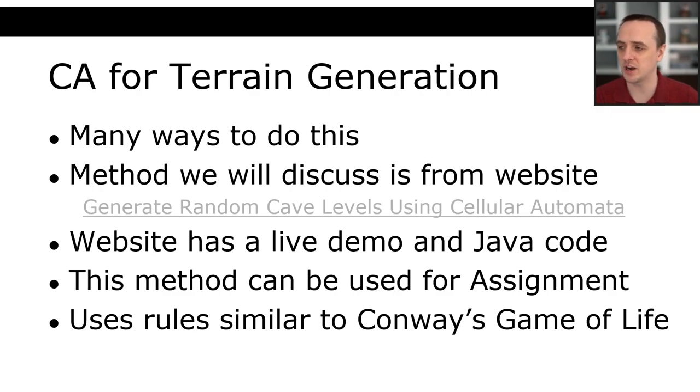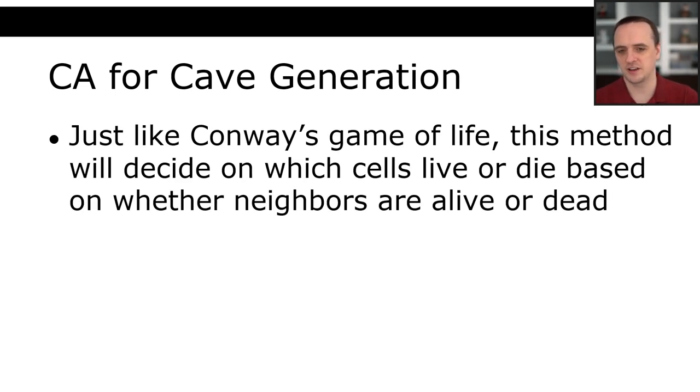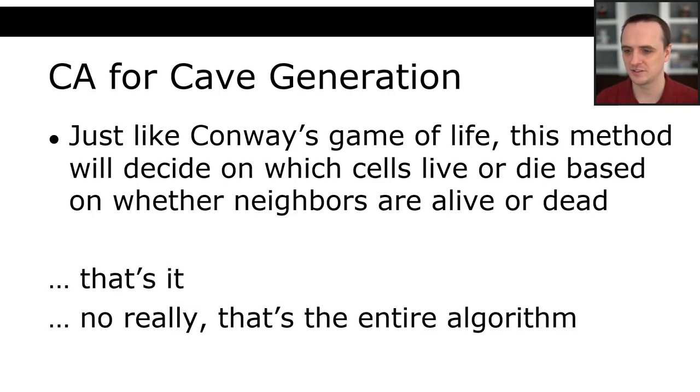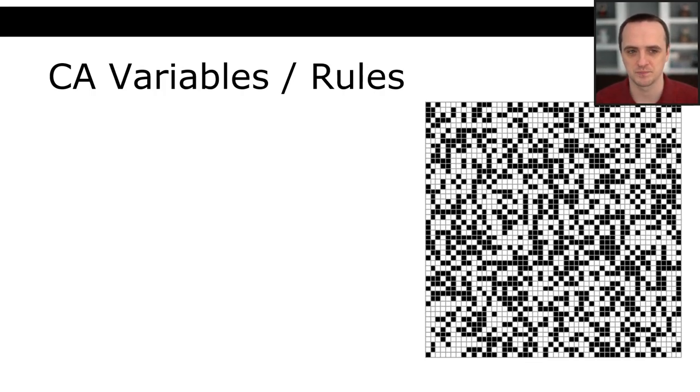So essentially what you're going to be doing for this assignment is implementing Conway's Game of Life. Just like the Game of Life, this method will decide which cells live or die based on whether neighbors are alive or dead. That's it. That's the entire algorithm. So if you know how to look up things in a 2D grid, and you know how to manipulate data in a 2D grid, you're done. You know this algorithm already.